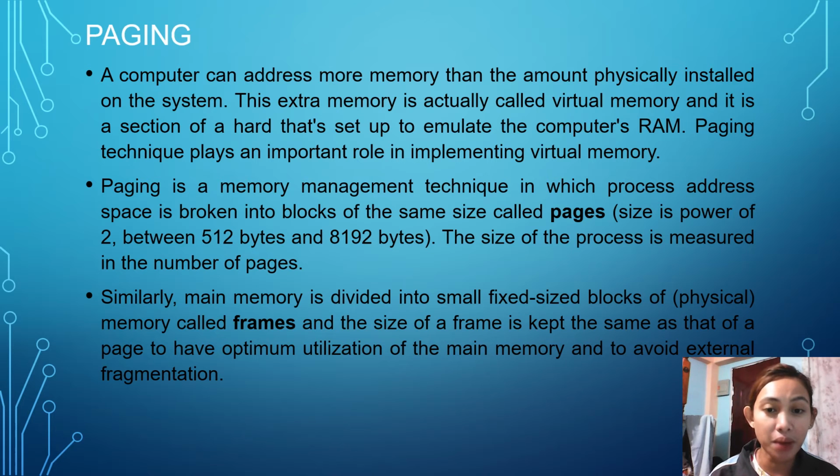Paging is a memory management technique in which the process address space is broken into blocks of the same size called pages. The size is a power of 2, between 512 bytes and 8,192 bytes. The size of the process is measured in the number of pages. Similarly, main memory is divided into small fixed-size blocks of physical memory called frames, and the size of a frame is kept the same as that of a page to have optimum utilization of main memory and to avoid external fragmentation.